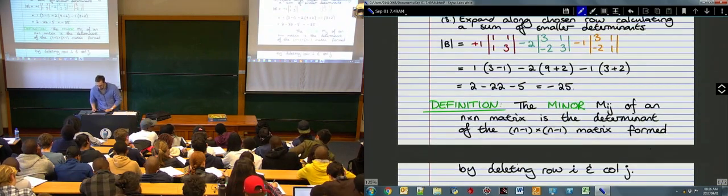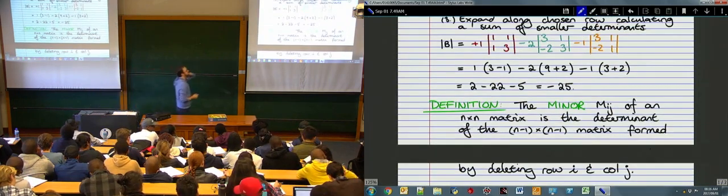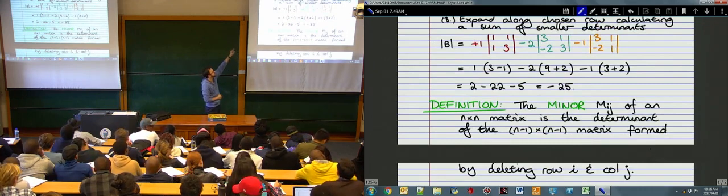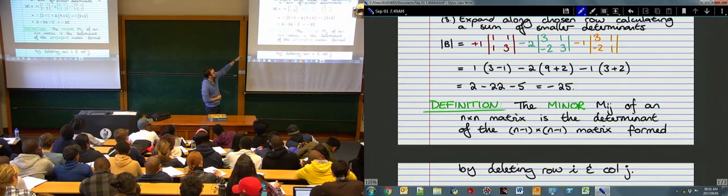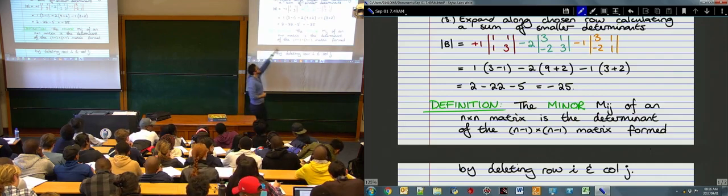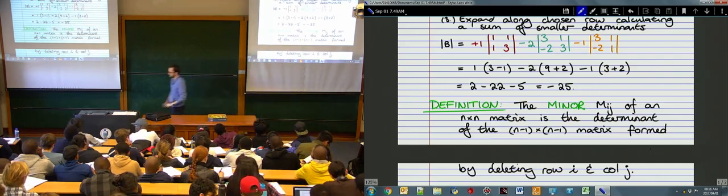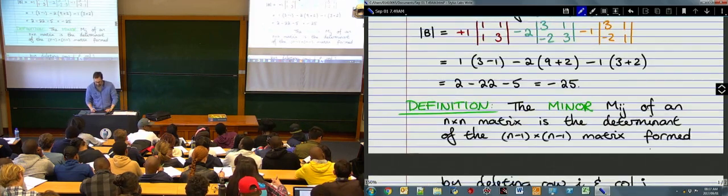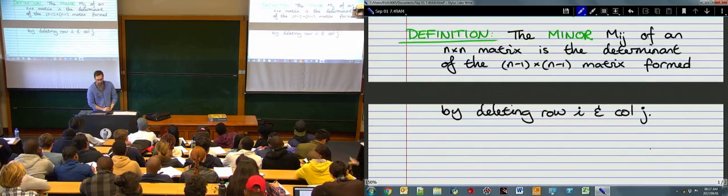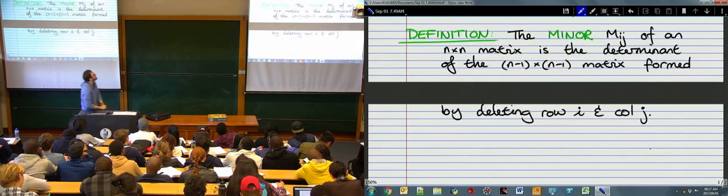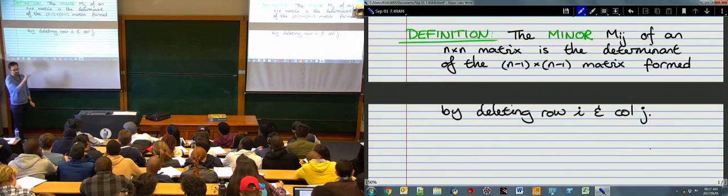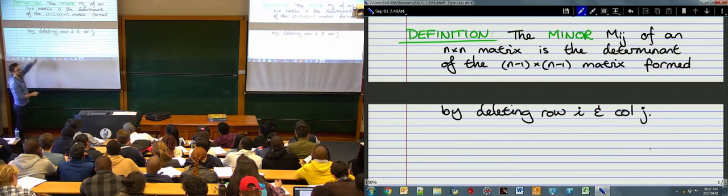Just take a look at this. Those smaller determinants that I wrote up over there, those would have been the minors. So that would have been M11, M12, and M13 that I've written up there. The minors are the names that we give to these smaller matrices. Yes? No, so the original matrix is n by n. So if we delete one row and one column, it'll be n minus 1 by n minus 1.